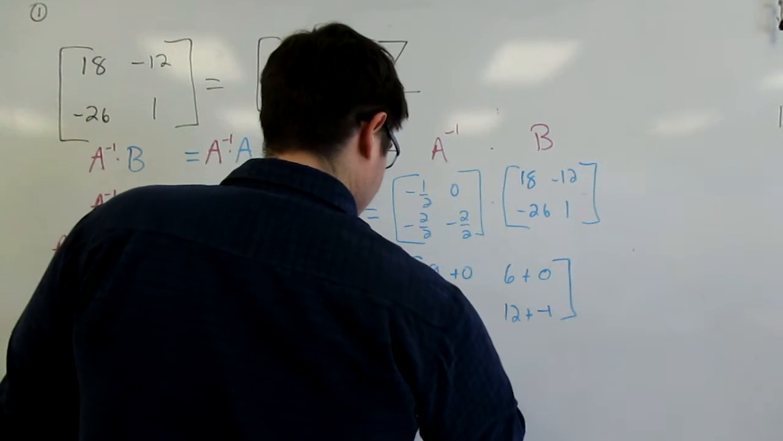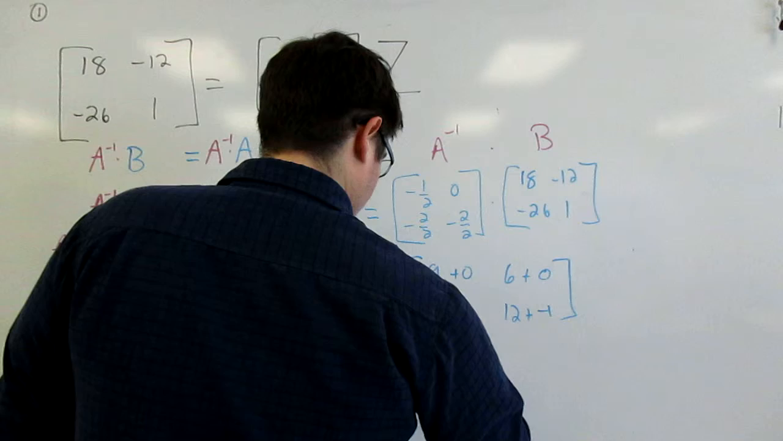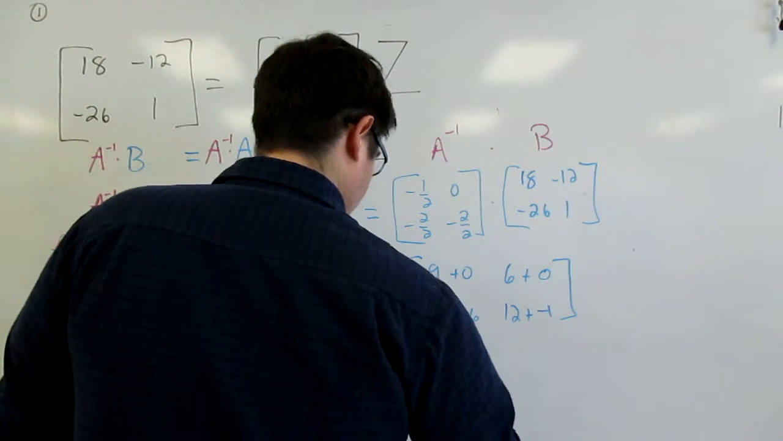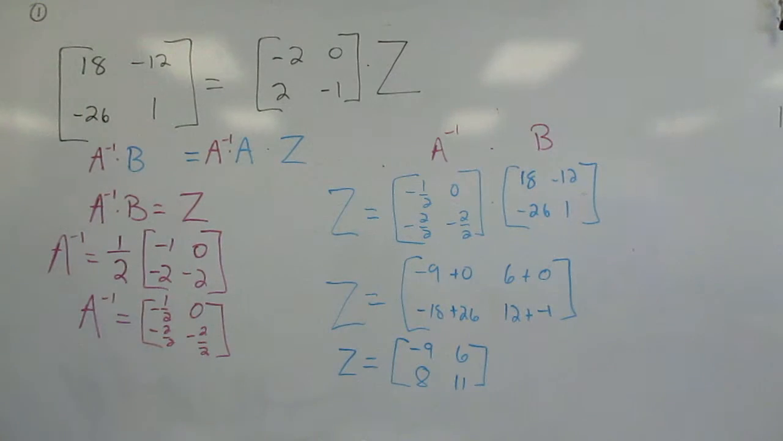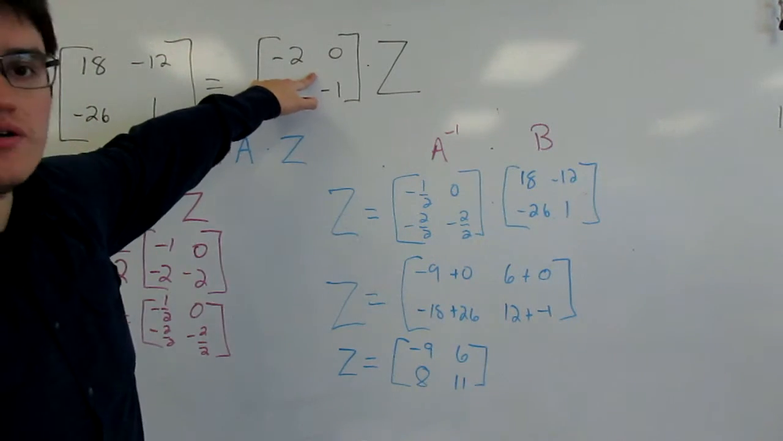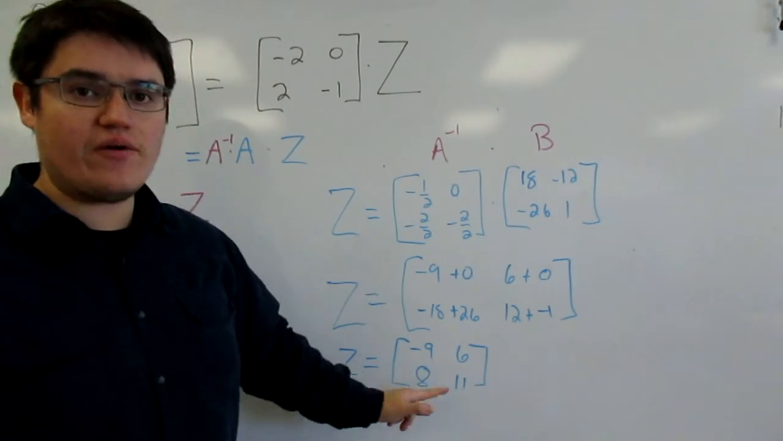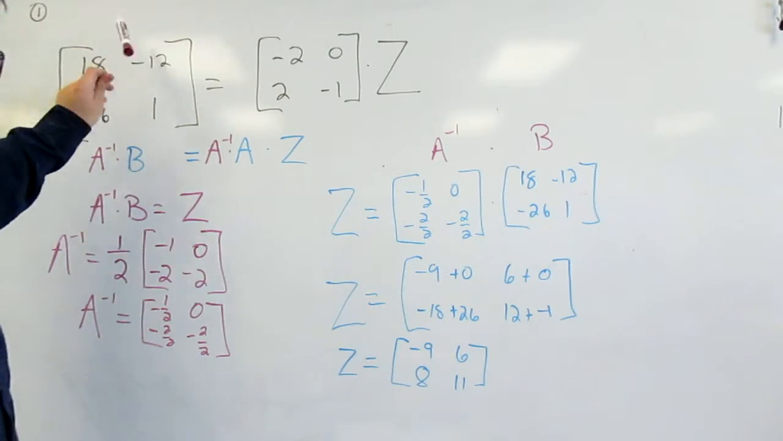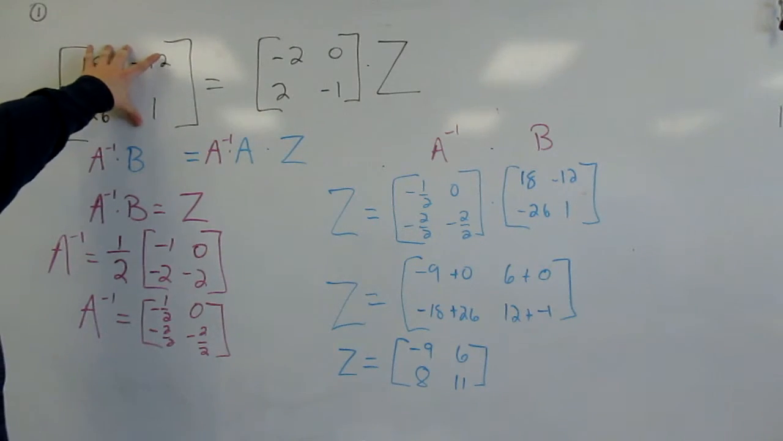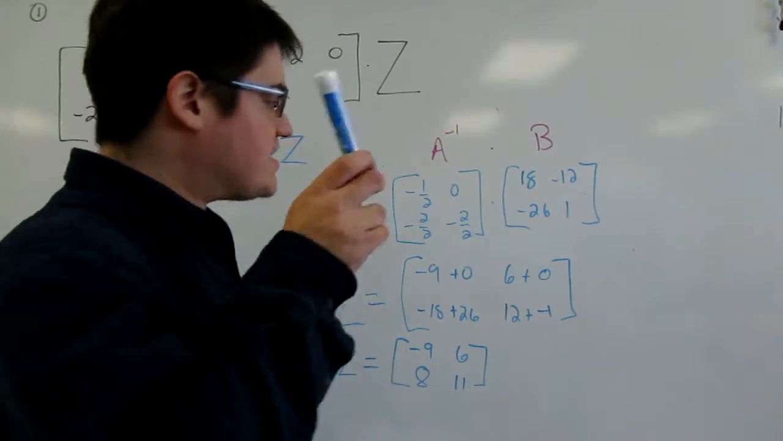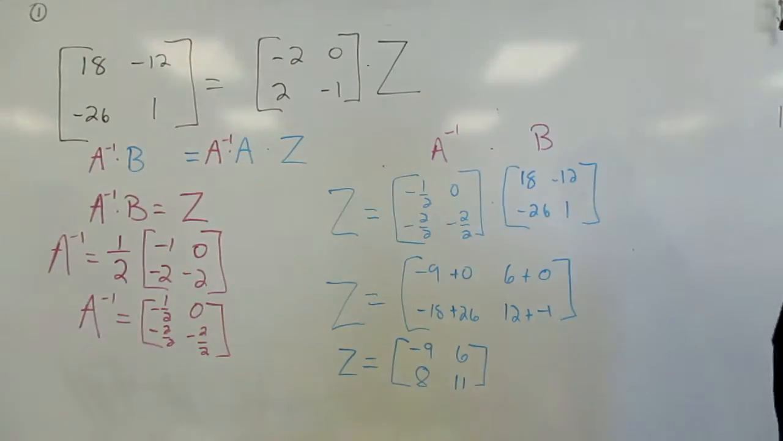negative 9, 6, that's 11 down there, and that's 6, 7, 8. So what we're saying here is if you take this matrix right here and multiply it by this one down here that we obtained, you get this one right here. Okay? So that's how we do the inverse method.